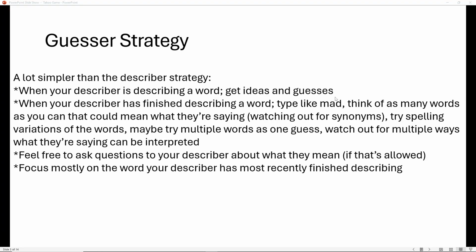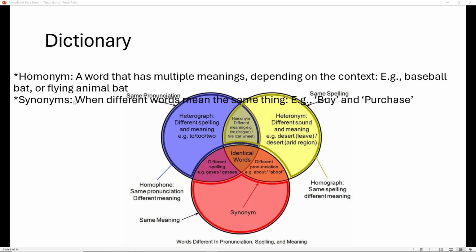Now, what I mean by watching out for synonyms is when there are different words that mean the same thing, for example, buy and purchase. So if your word is buy, and you say it's the opposite of sell, the guessers won't really have a good time knowing whether you mean buy or purchase, right? This is why I tell you to guess all the things it might mean. When they say something, there's what they said and the multiple ways it can be interpreted, and you really want to find all of that. See where I'm going with this?